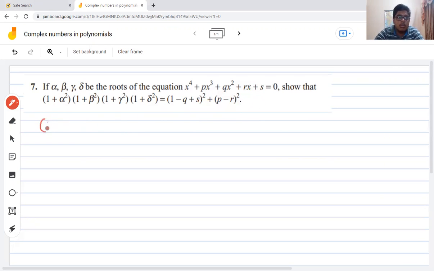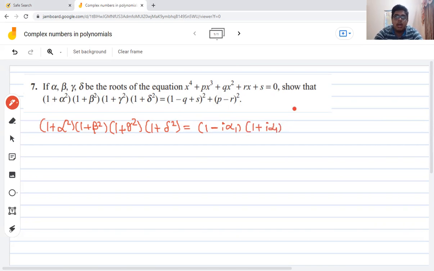Here we see (1 + alpha^2)(1 + beta^2)(1 + gamma^2)(1 + delta^2). Now I know that I can split this as (1 - i alpha)(1 + i alpha), where i is the square root of minus 1. The imaginary number i is defined as i^2 = -1.